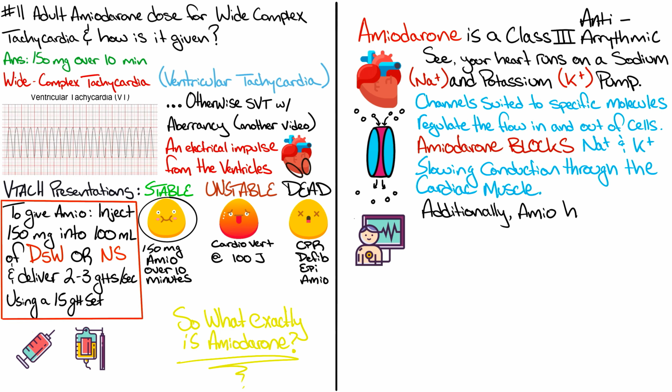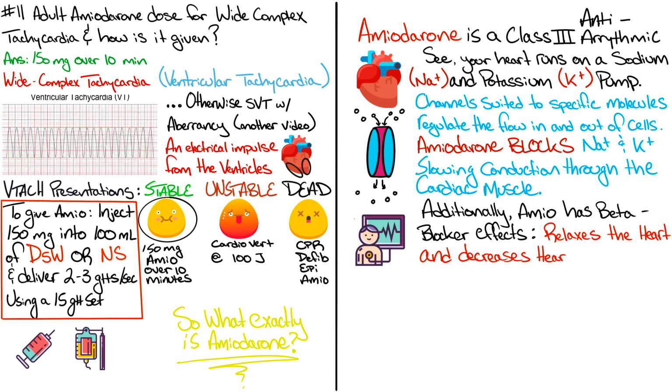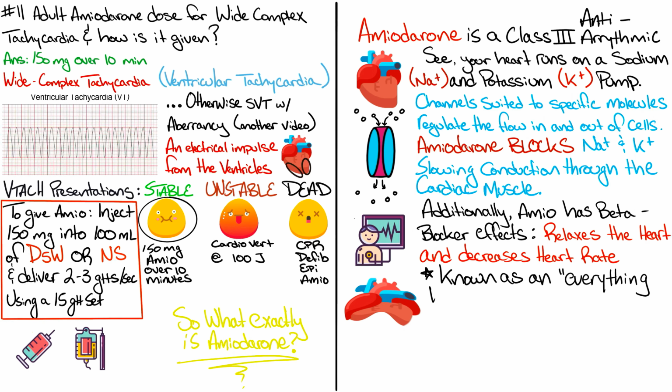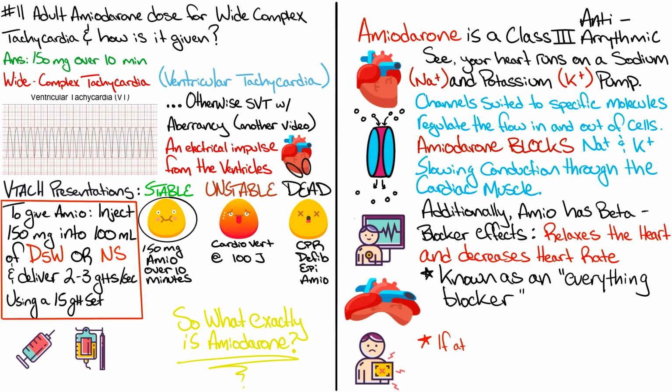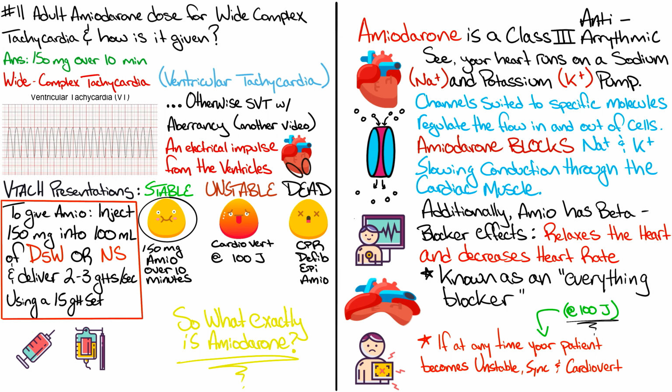Additionally, amiodarone has beta blocker effects, which we learned in episode 1, relaxes the heart and decreases the heart rate. This is why amiodarone is known as an everything blocker. By blocking the sodium and potassium channels and then by blocking the beta receptors in the heart, it works to slow down the heart. But if for any reason it doesn't work and your patient becomes unstable, remember to cardiovert your patient at 100 joules.